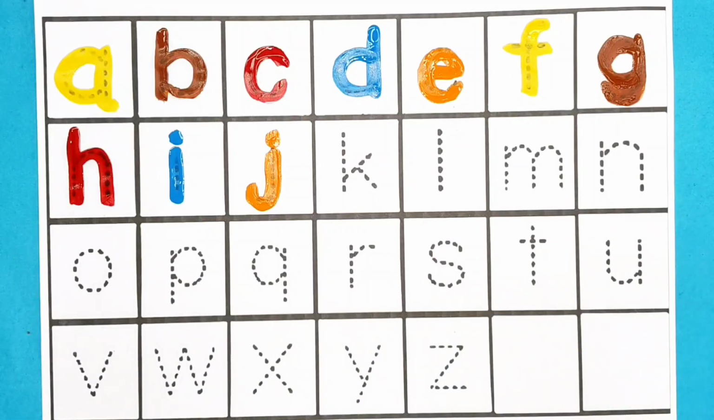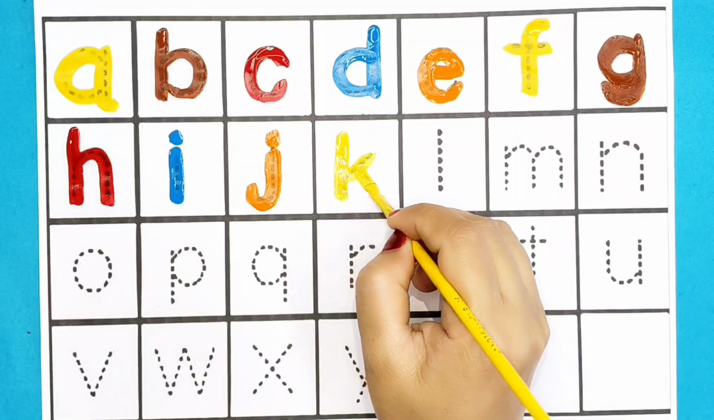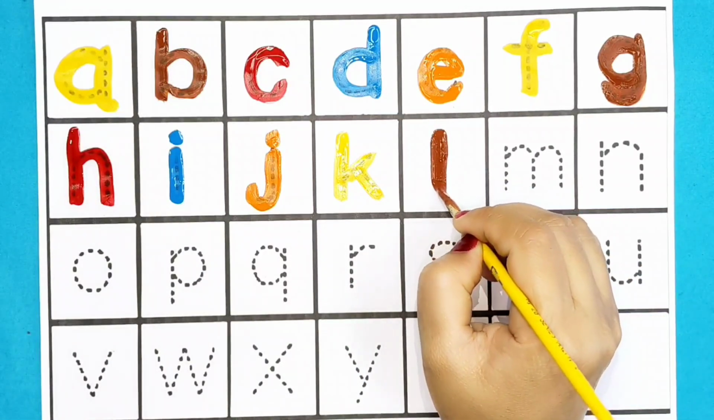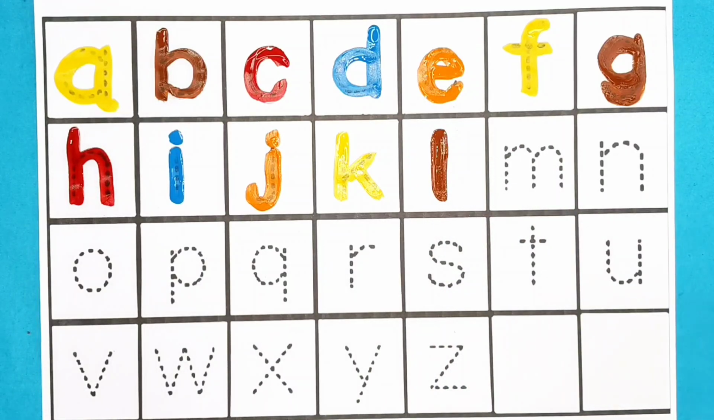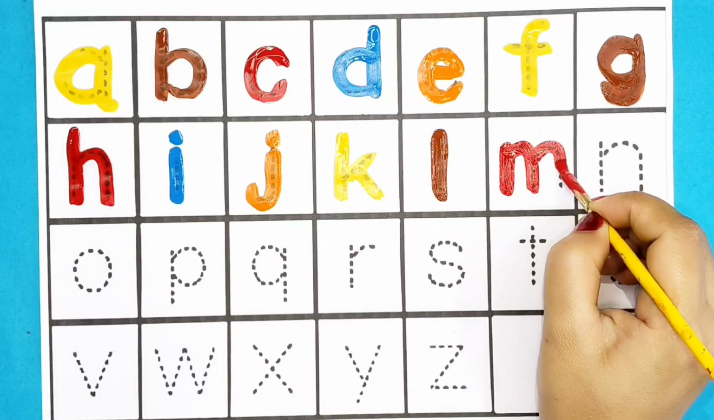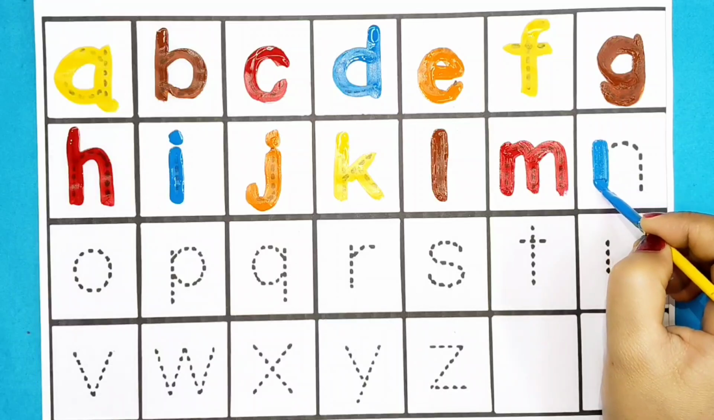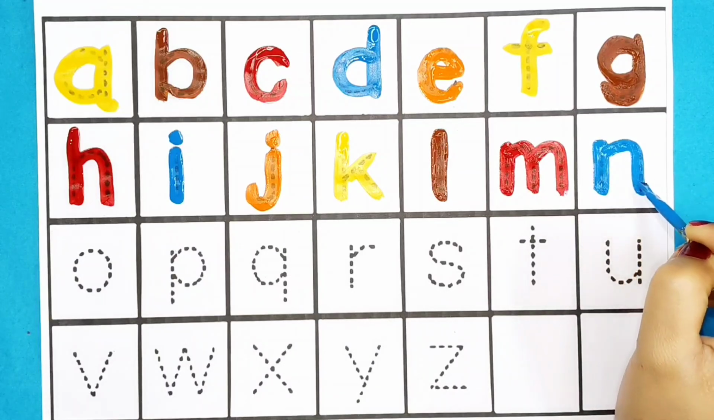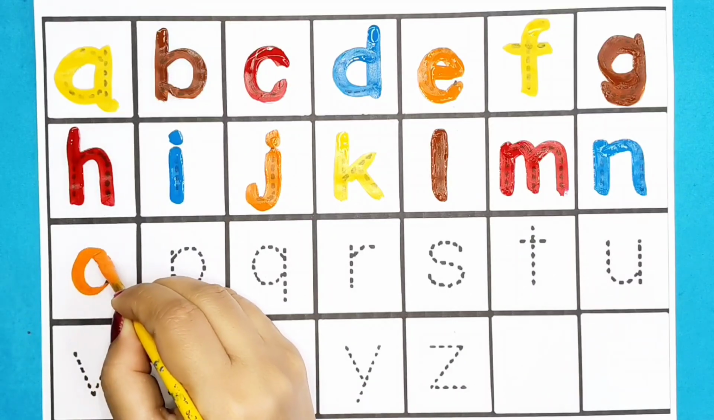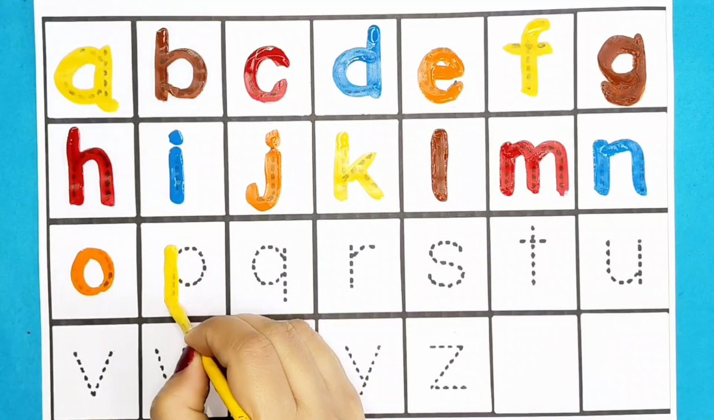J for joker, yellow color. K for kite, brown color. L for lion, red color. M for mango, sky blue color. N for nose, orange color. O for onion, yellow color.